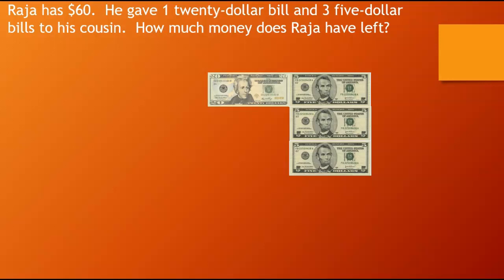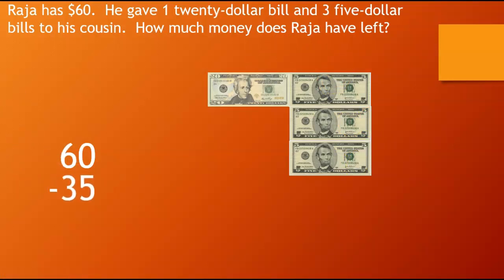So it said that how much money did he start out with? $60. So let's put 60 up there. And let's find out how much he gave his cousin. So let's start at 20 because there's just one $20 bill. Let's count by 5s because that's what we have next. So 20, 25, 30, 35. So he gave his cousin $35.